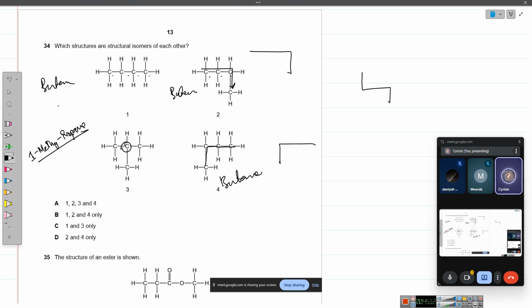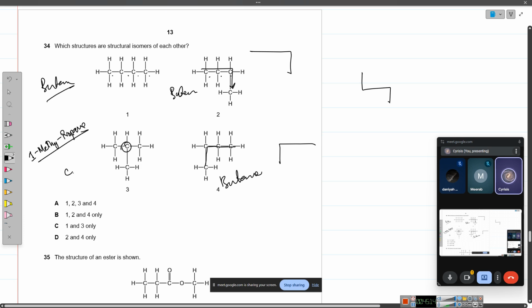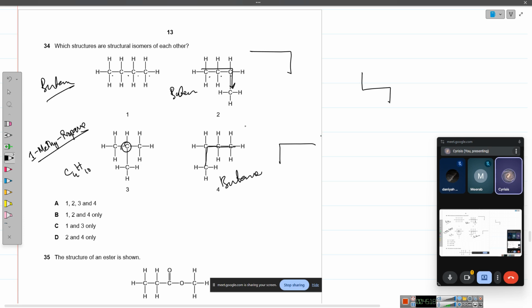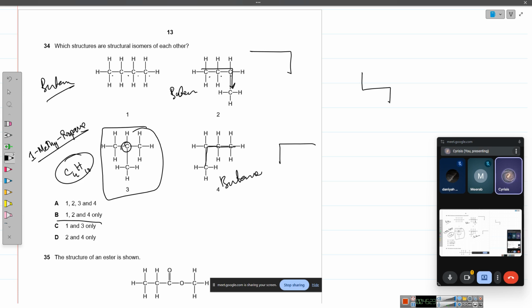Which is now an isomer because this is also C4H10, and these all are C4. So same molecular formula but different structure. So only 1 and 3 are isomers. Keep in mind, bending of the chain does not count as an isomer unless there's an actual functional group attached over here, which is this one, right?